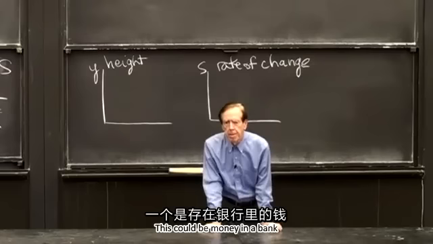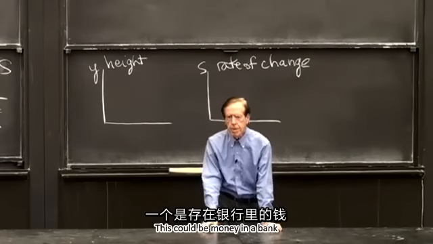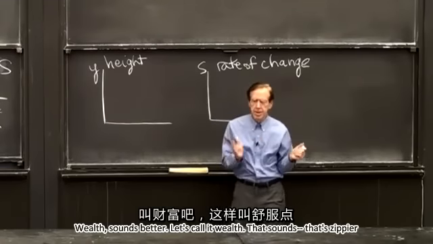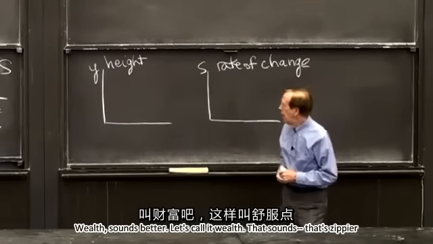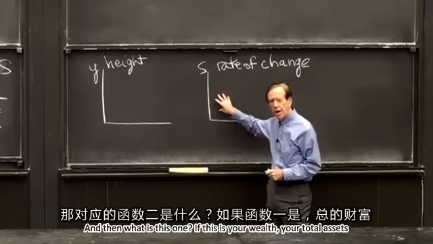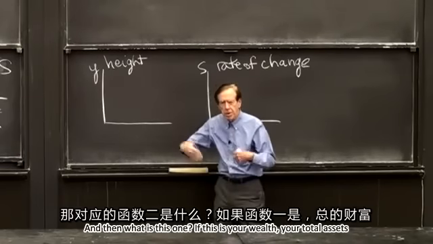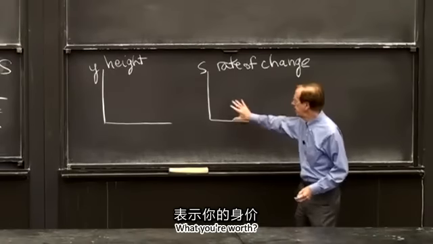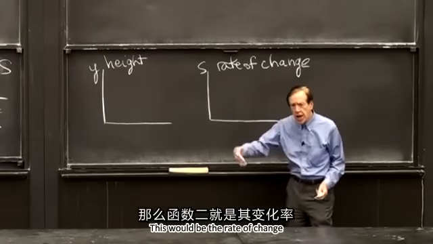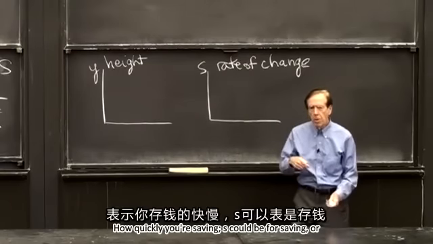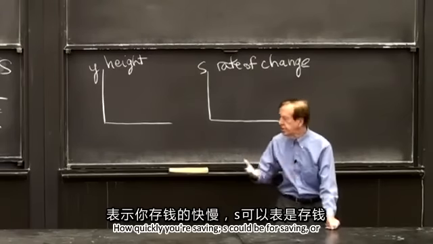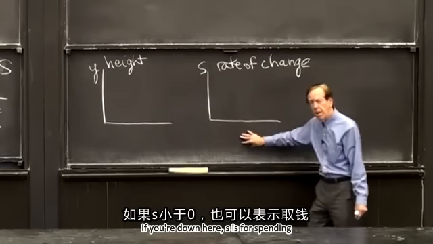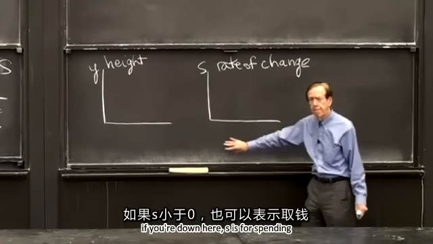money in a bank. Wealth sounds better. Let's call it wealth. That's zippier. And then what is this one? If this is your wealth, your total assets, what's your worth? This would be the rate of change. How quickly you're saving. S could be for saving. Or, if you're down here, S is for spending.